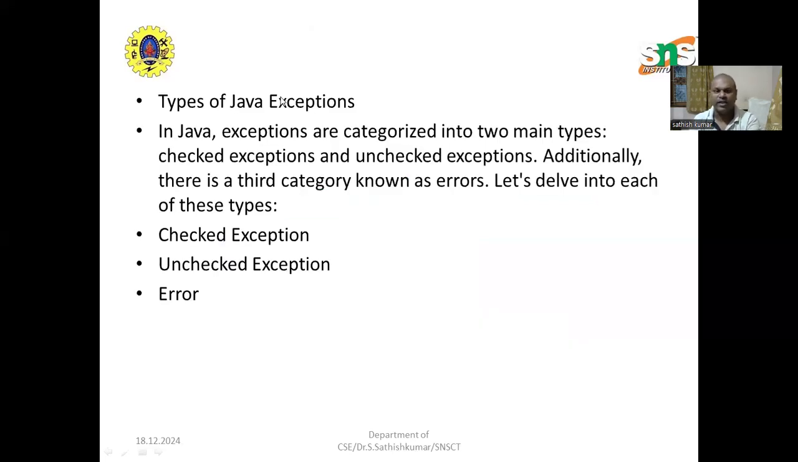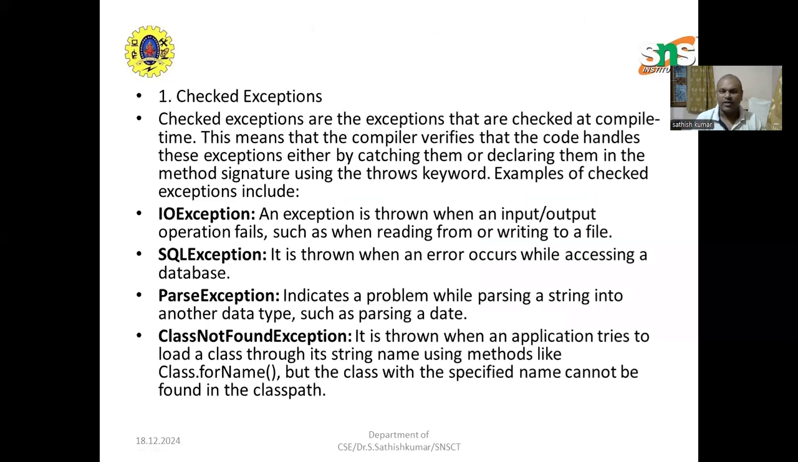We have two types of exceptions: checked exceptions and unchecked exceptions. Additionally, there is a third category known as errors. In checked exceptions, the exceptions are checked at compile time. This means that the compiler verifies that the code handles these exceptions, either by catching them or declaring them in the method signature using the throws keyword. Examples of checked exceptions include IOException, SQLException, ParseException, and ClassNotFoundException.